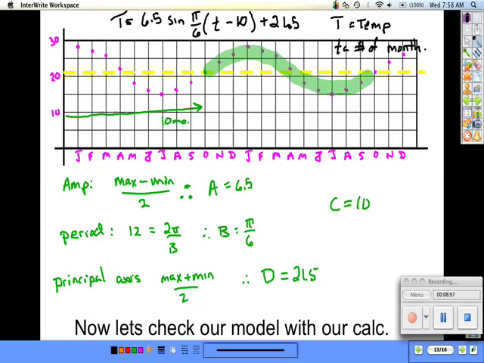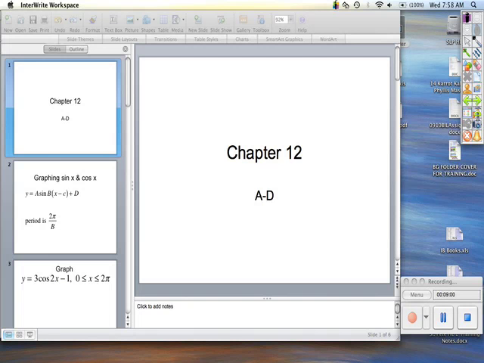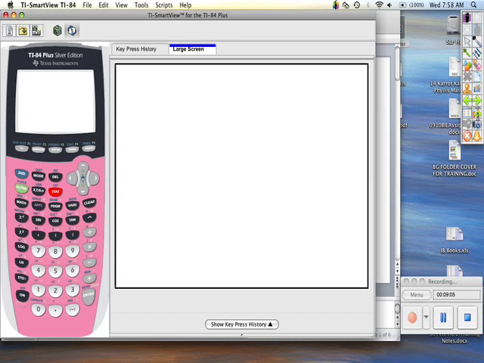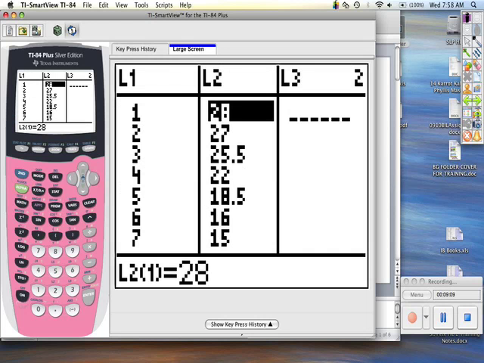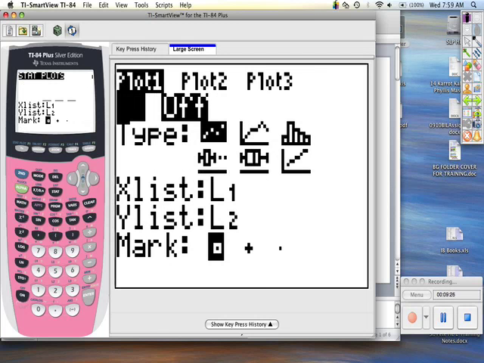We could also use technology to model this data, and I'm going to walk you through doing that right now. In your graphing calculator, we're going to go to the Stat menu and Edit, putting the month in list 1. I'm just going to use 1, 2, 3, 4, 5 for January, February, March, April, May, and so on, and I put the temperatures into list 2. If I want to look at this data on my graph, I need to go to my stat plot and turn this on.